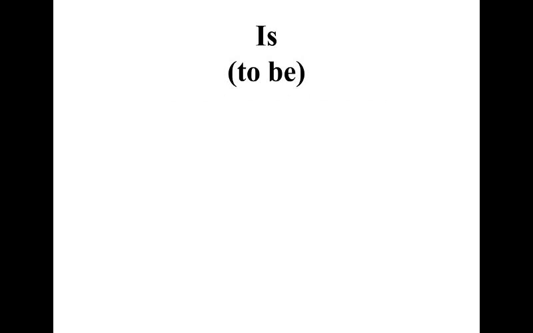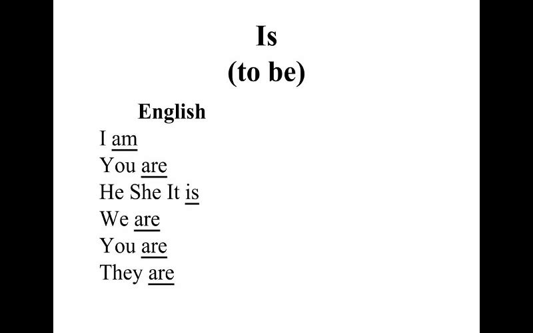Now we can shape two of those words into an actual sentence you can use. To do that, we simply have to add the word is or to be. In English, this is a bit complicated, since is changes. I am, you are, he, she, it is, we are, you are, they are.